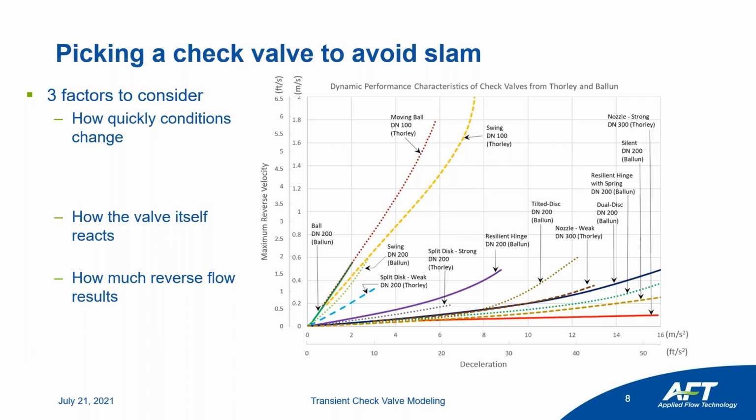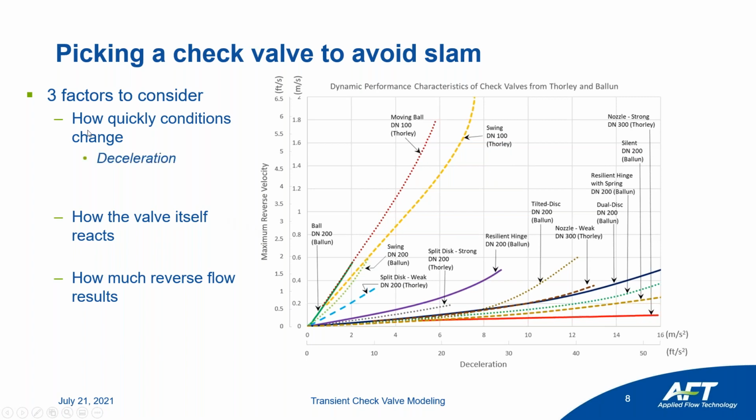Some big names in the hydraulic world, Thorley, I'm sure you might have heard of if you're in this realm, Ballin as well. They did experimentation where they compared different valves and how they reacted to different decelerations and what was the maximum reverse velocity that they found. So here we can see something like a nozzle valve where it has very little movement that it requires to cut off flow. That's going to react very differently to something like a swing check valve. So we'll look at what this graph means. We'll break it down into its components.